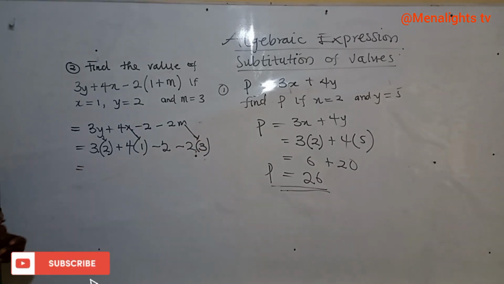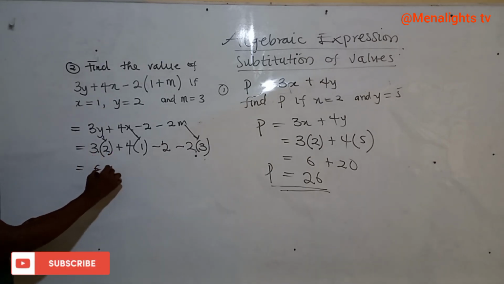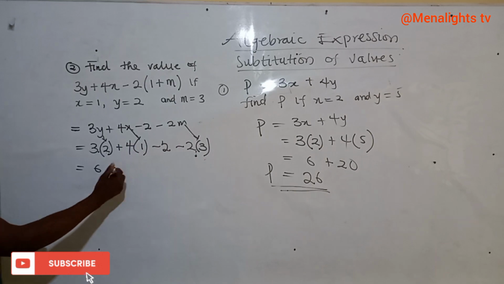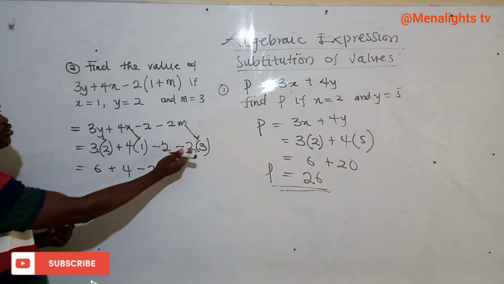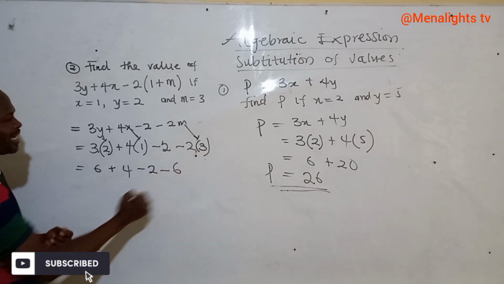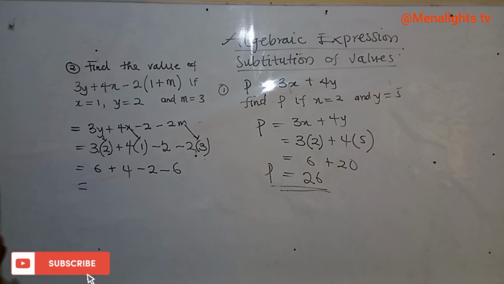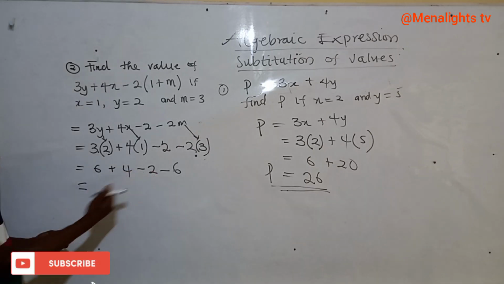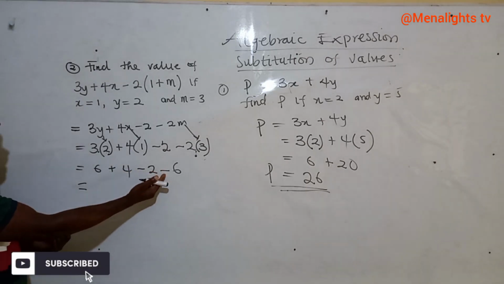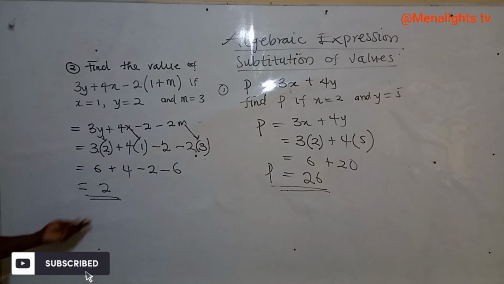Now we are going to multiply and then evaluate. So 3 times 2 will give us 6 plus 4 times 1 will give us 4 minus 2. Then we have minus 2 times 3. That will give us minus 6. So from there, we can add and see what we get. So 6 plus 4 will give us 10. 10 minus 2, we are left with 8. And then that 8 minus 6, then we are going to be left with what? With 2. So that means our final answer is 2.